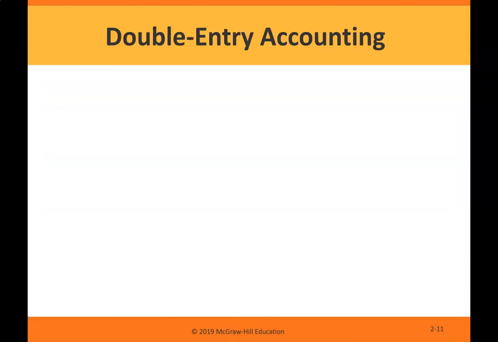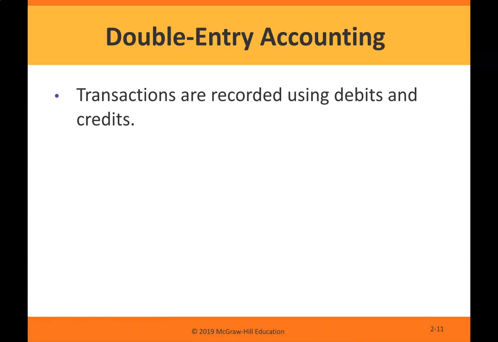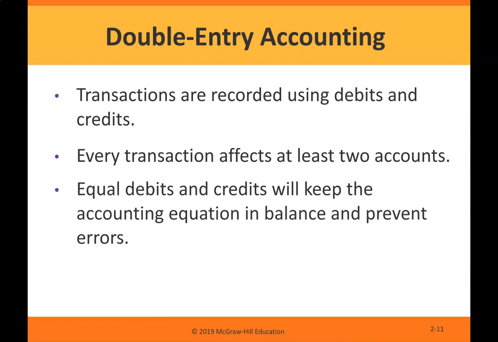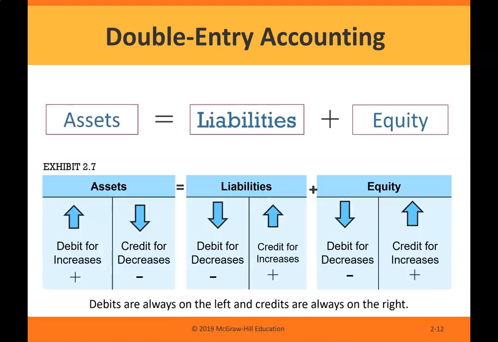Double entry accounting. Transactions are recorded using debits and credits. Every transaction affects at least two accounts. Equal debits and credits will keep the accounting equation in balance and prevent errors. Debits always equal credits. Assets equals liabilities plus equity.